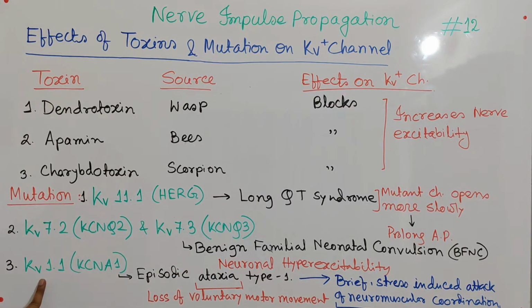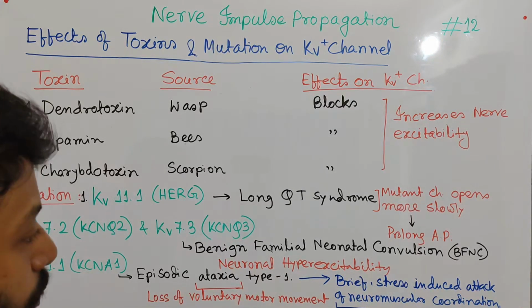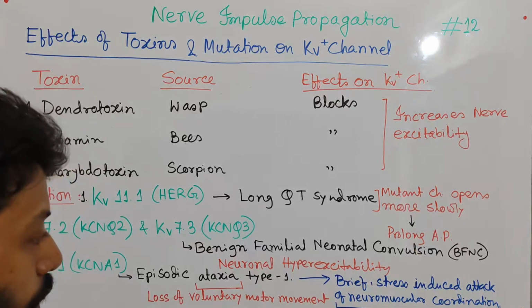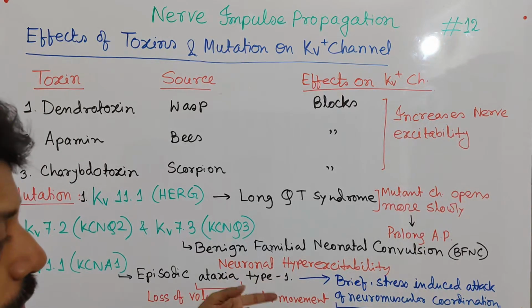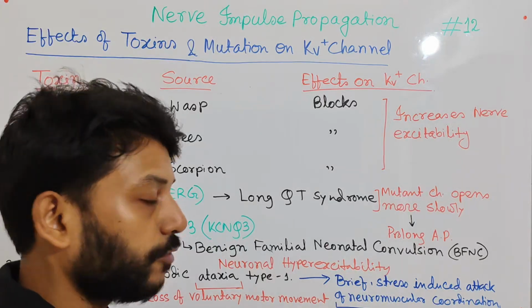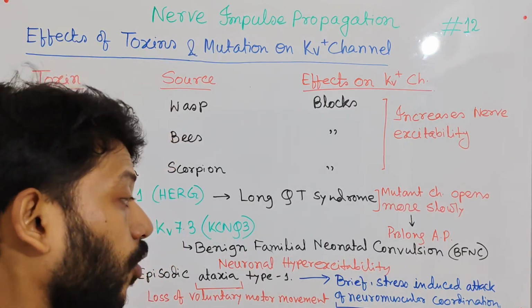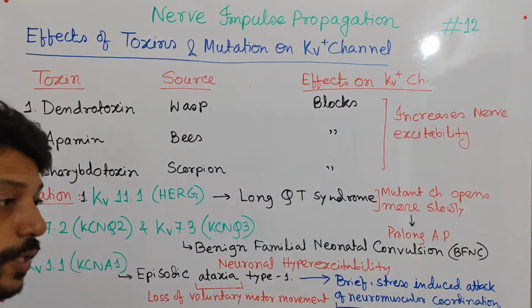Another example is voltage-gated potassium channel 1.1, and the gene is called KCNA1. It causes episodic ataxia type 1. Now ataxia means loss of voluntary motor movement, and in this condition a brief stress-induced attack of loss of neuromuscular coordination occurs, and it is also due to hyperexcitability of the motor neuron.